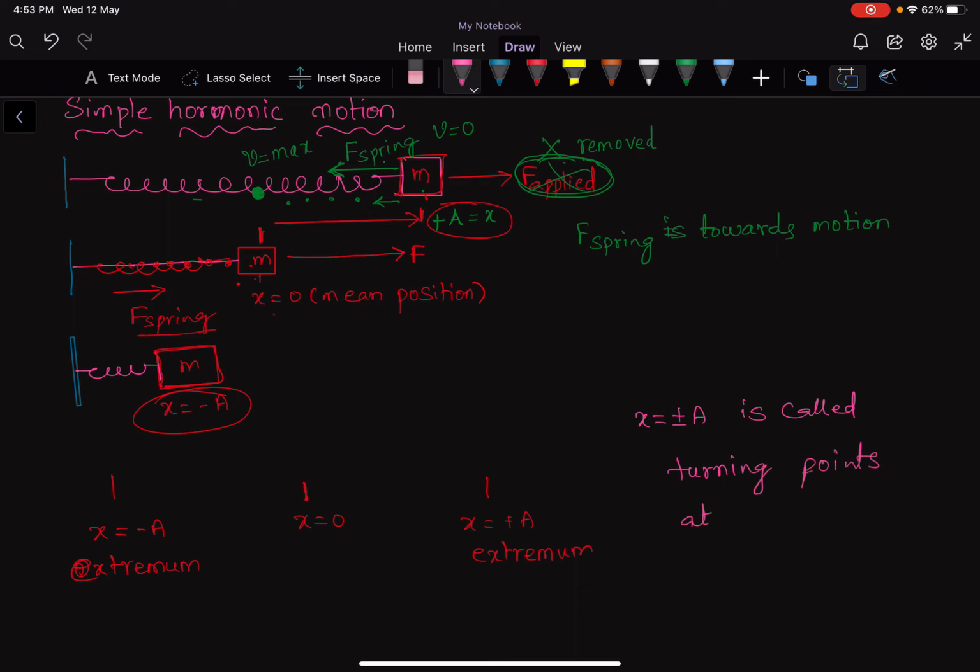At the turning points, velocity momentarily becomes 0. At the mean position, force equal to 0 and acceleration is 0, but velocity is maximum. At the extremum, force is maximum, so acceleration is maximum. At the positive extremum, in which direction is the force pointing? The force is pointing towards the mean position.